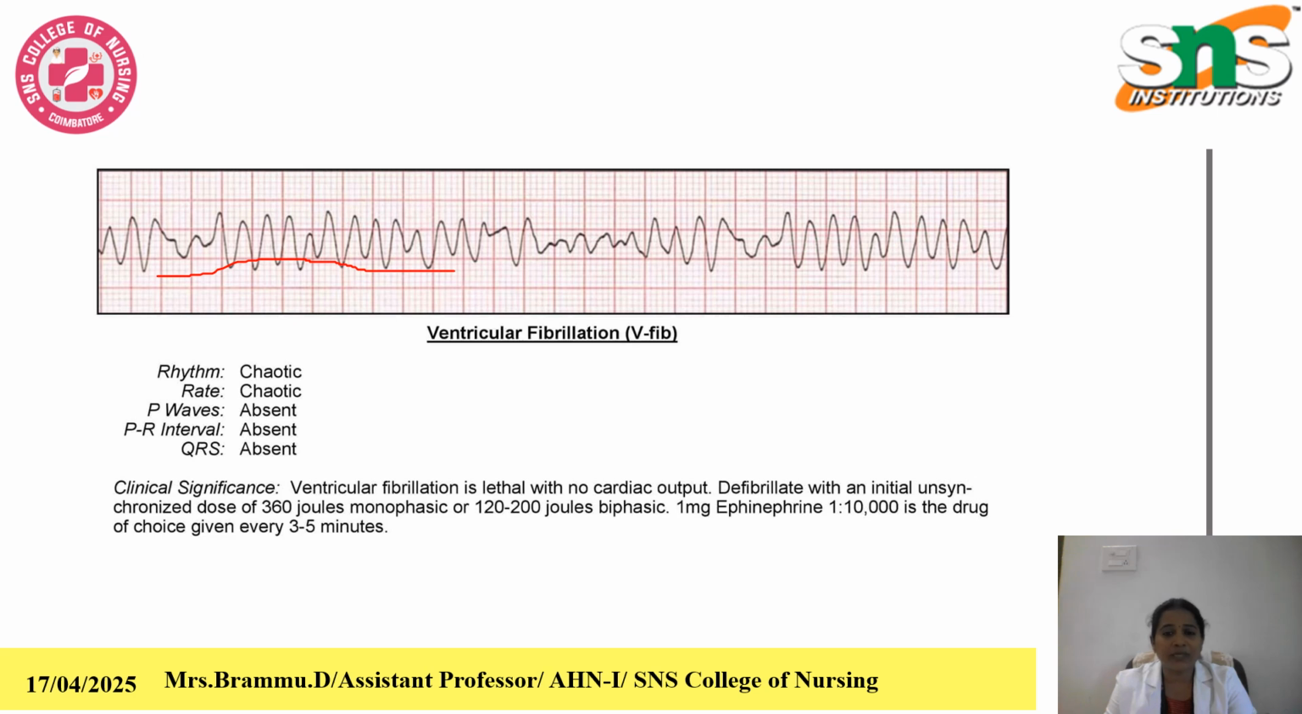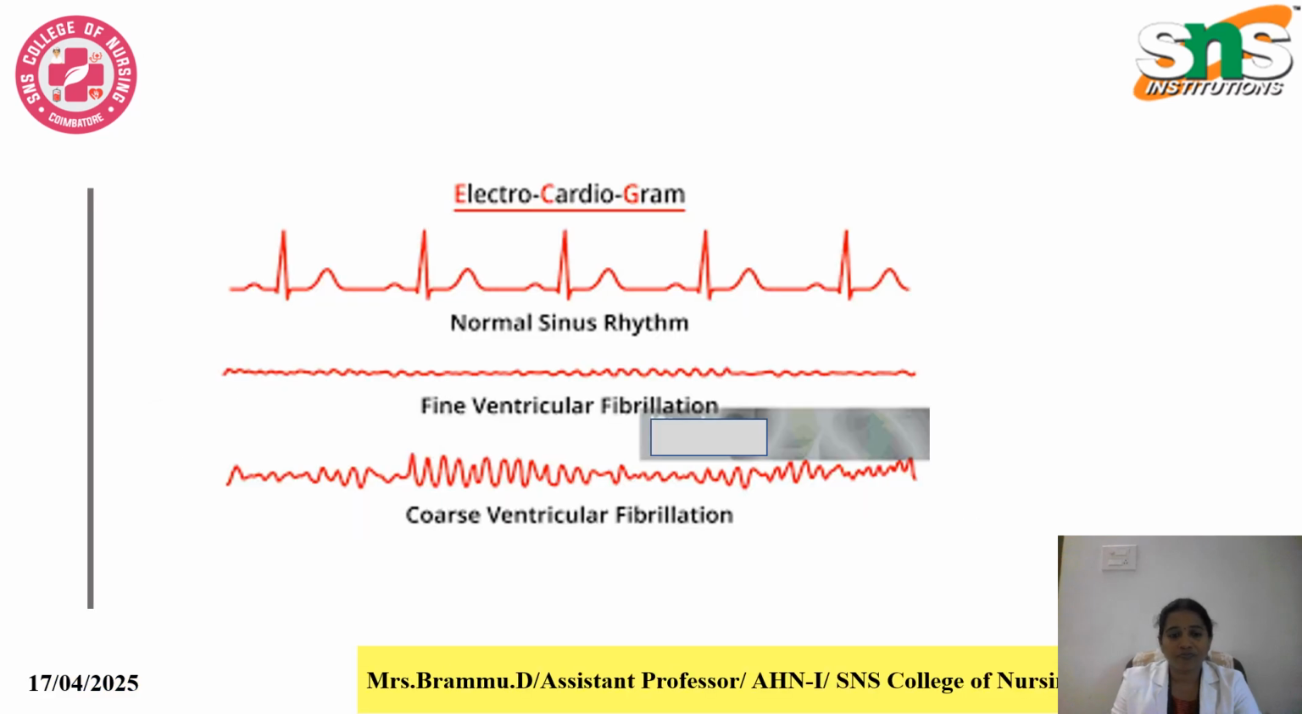The patient is not having any good cardiac output in ventricular fibrillation, so we have to plan to start defibrillation without delaying. In the case of a monophasic defibrillator, you start with a dose of 360 joules, and in the case of a biphasic, you start with 120 to 200 joules. Followed by that, we administer injection adrenaline, which is epinephrine, 1 milligram IV followed by a flush, and then you give the drug continuously every 3 to 5 minutes and so on.